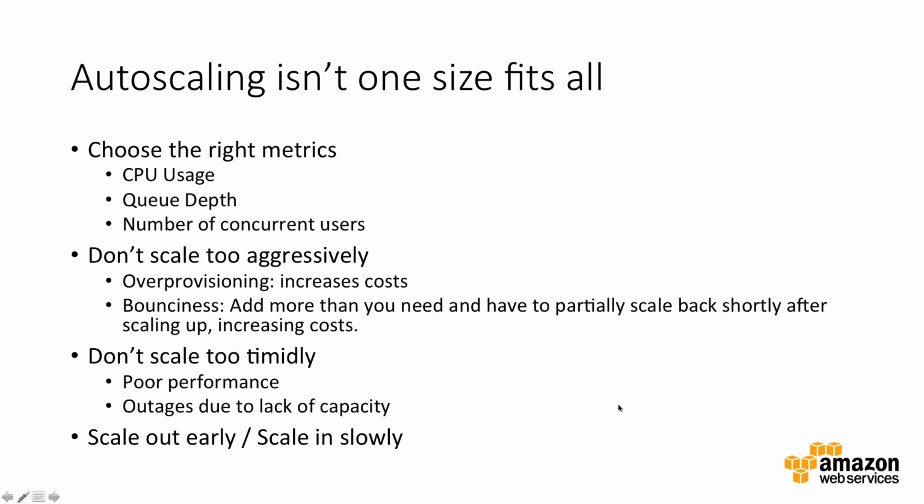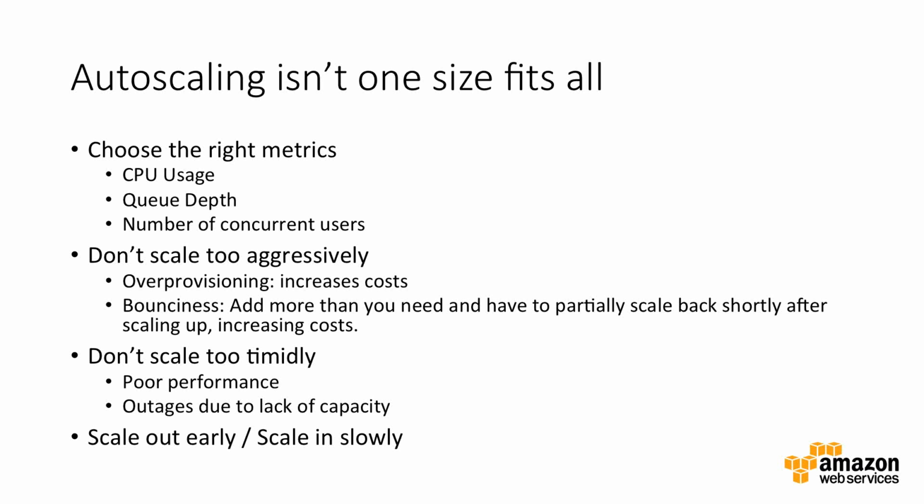So just a few best practices. Autoscaling isn't one size fits all. The most important thing is to choose the right metric. If you chose CPU utilization, you need to know if that's actually the right one for you. Is it queue depth? Is it the number of concurrent users? Make that choice for yourself or for your application. Don't just go with one metric.